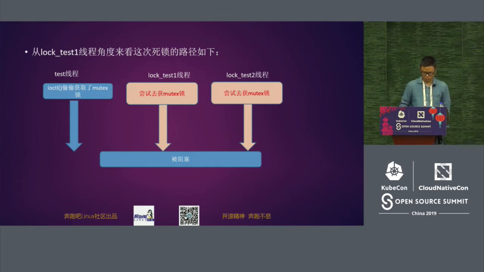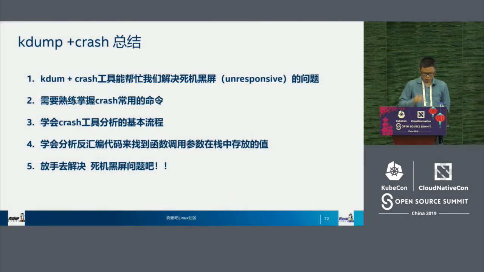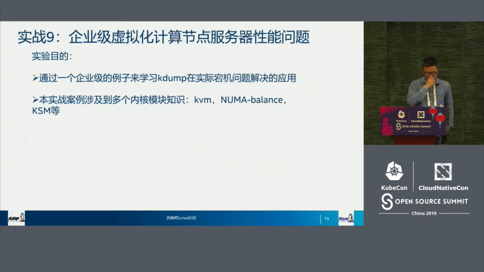This is my self-developed threads and how it became a deadlock. Briefly, this is the summarization. KSM can help us to solve the blackout, the black screen issue, and you have to know the crash tool and how to use it, and you will have to learn the basic process of analysis using crash tools, and you will have to locate the parameters by compiling code and solve problems by doing this. And then there will be no black screen for you.